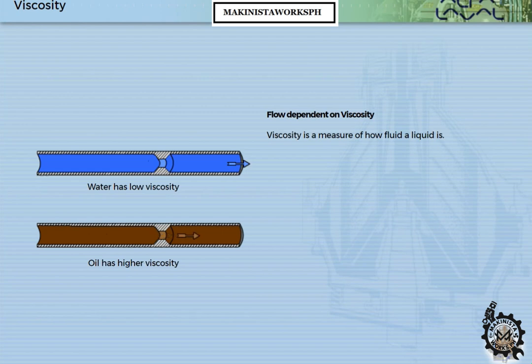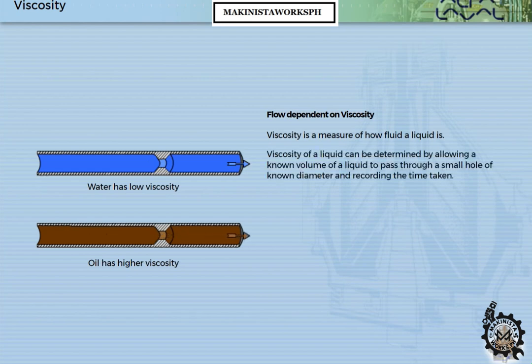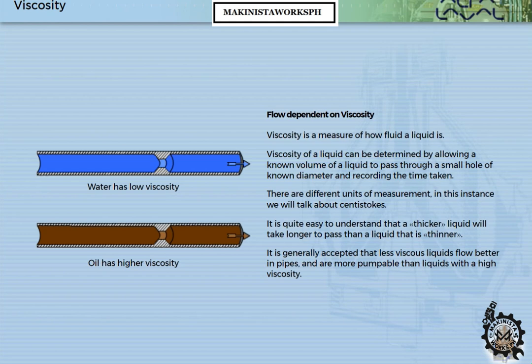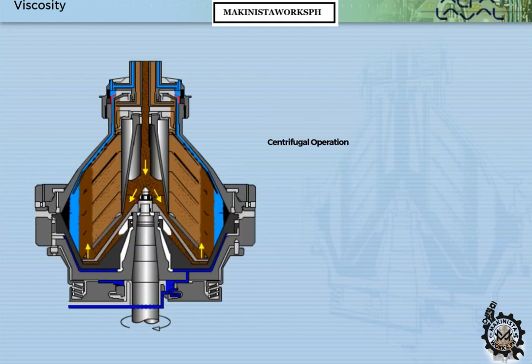Viscosity is a measure of how fluid a liquid is. Viscosity of a liquid can be determined by allowing a known volume of a liquid to pass through a small hole of known diameter and recording the time taken. There are different units of measurement. In this instance, we will talk about centistokes. It is quite easy to understand that a thicker liquid will take longer to pass than a liquid that is thinner. It is generally accepted that less viscous liquids flow better in pipes and are more pumpable than liquids with a high viscosity.